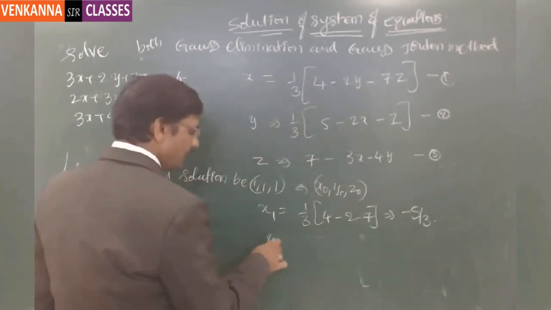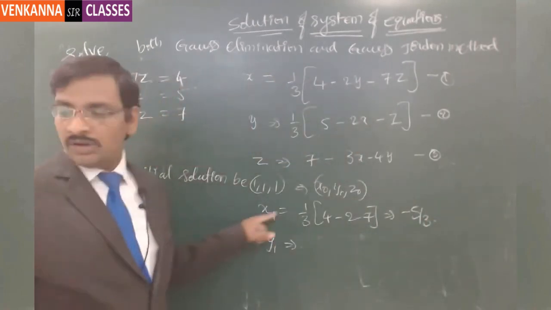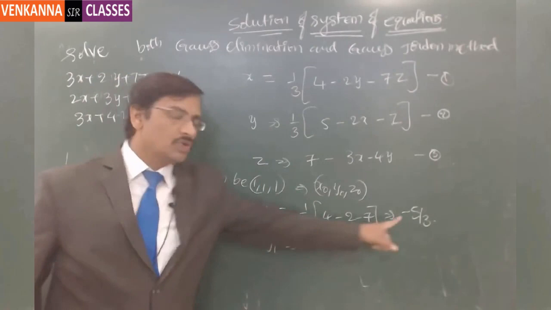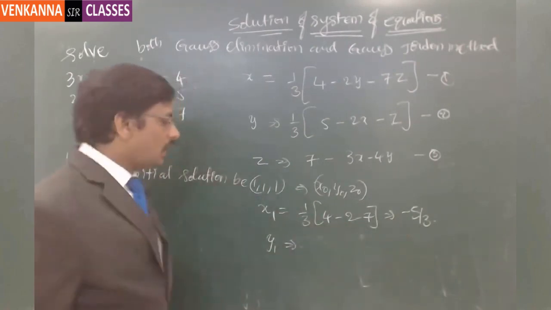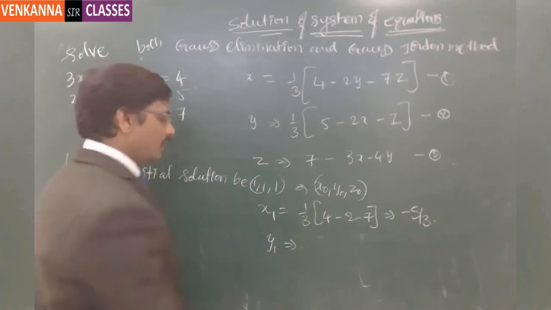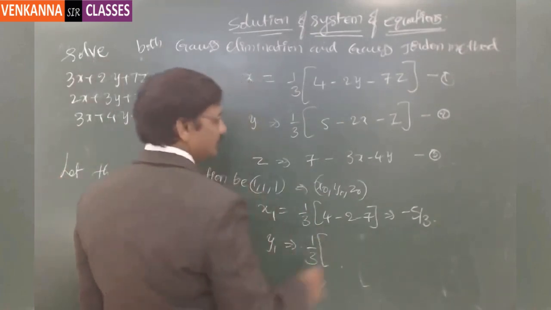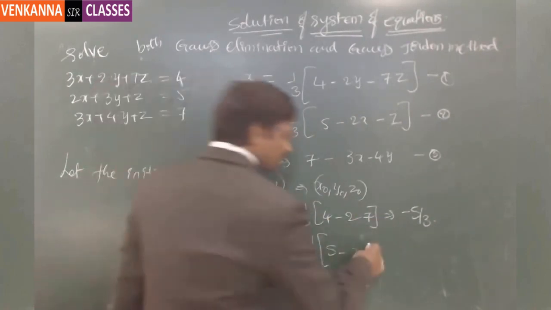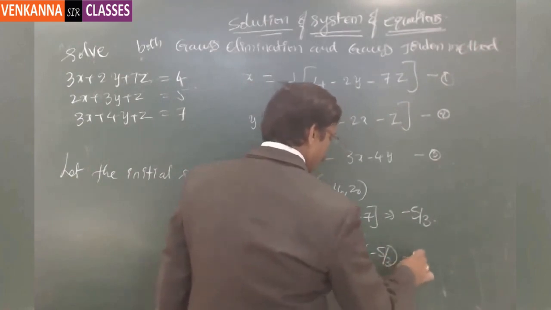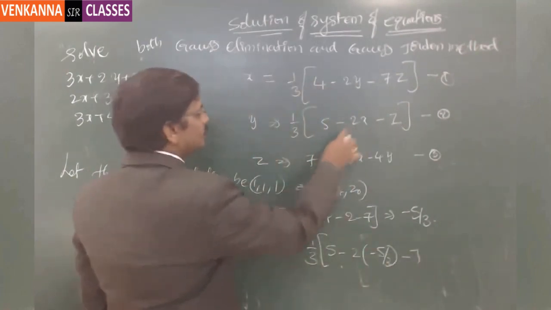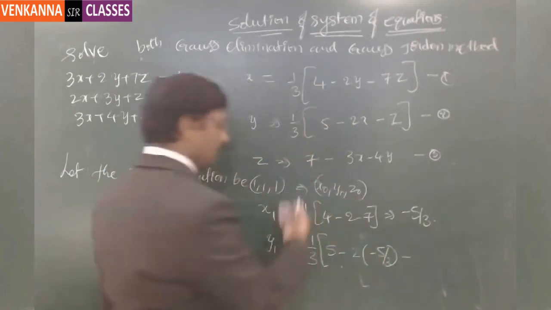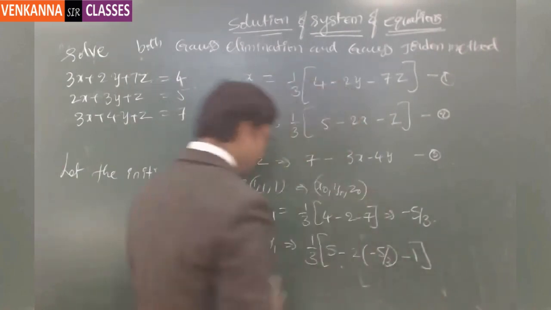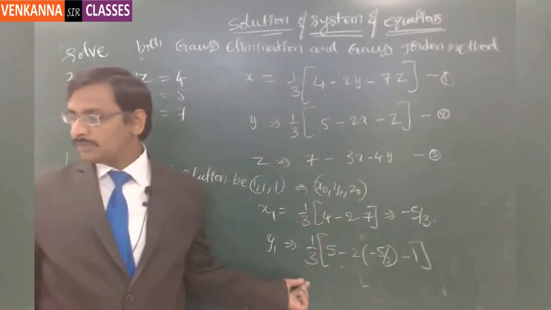I have got a better approximation than the initial solution, which was 1. Now it is going to be minus 5 by 3. So if I want to make use of these values, y I can calculate as 1 by 3 times of 5 minus 2 times the x1 value. I have got a new approximation as minus 5 by 3, then minus 2x, and then minus z. Z I have not calculated yet, I can still make use of this value as 1. So I got the value of y1. Got it?